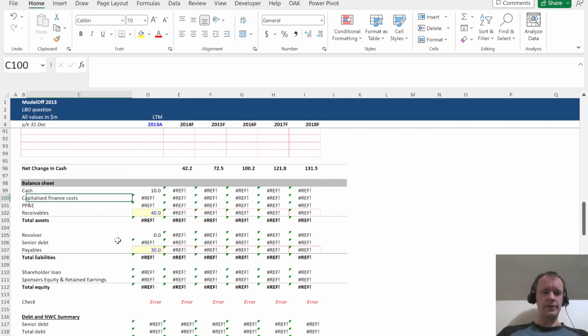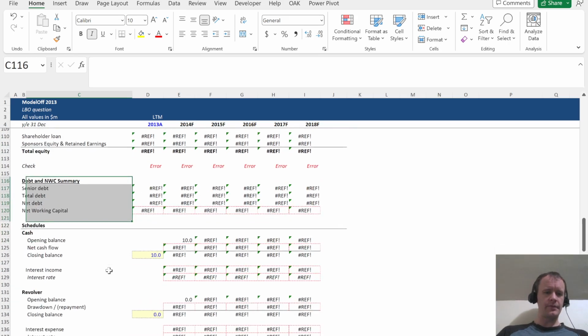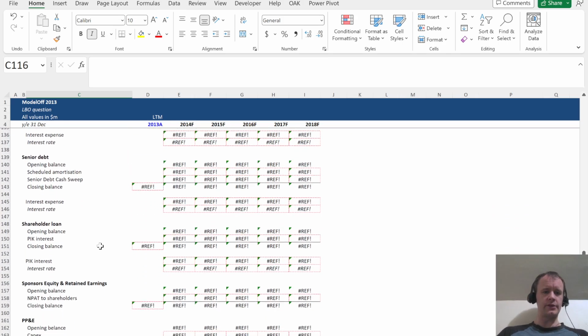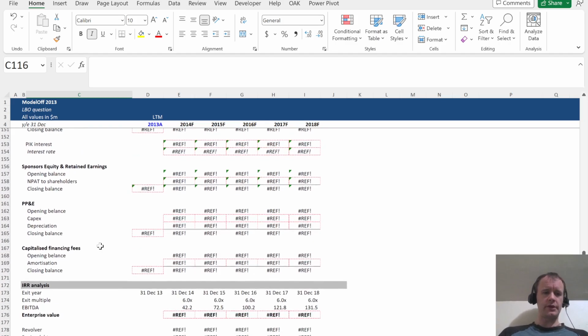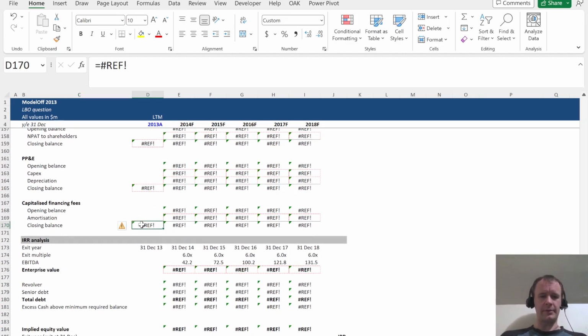We've got a balance sheet here. We've got a debt and net working capital summary. And then we've got a bunch of schedules: cash, the revolver, the senior debt, shareholder loan, sponsors equity and retained earnings, PP&E, and capitalized financing fees. So I'll actually start with capitalized financing fees, because that's kind of the easiest one.